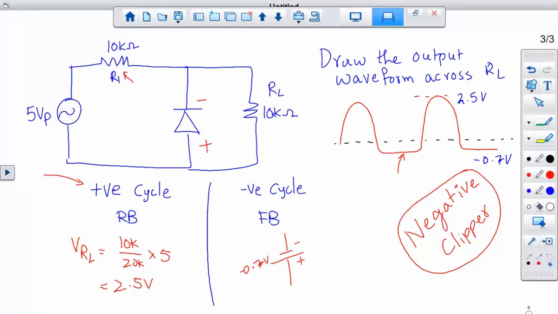But if you want to change the clipping level, because in most applications you don't always need a 0.7 volt clipping level, you may require something different, or maybe required to adjust as needed. But if you use only a diode, you only get that 0.7 volts if you use a silicon-based diode. If you use germanium, you will get what? 0.3 volts.